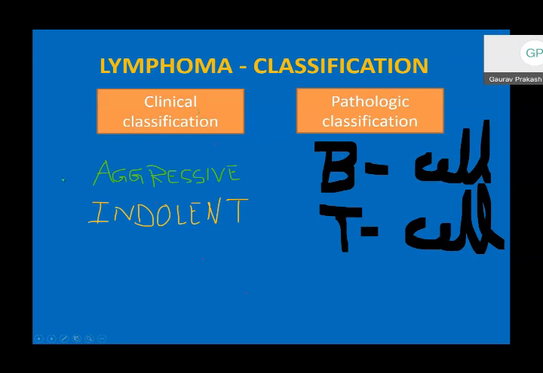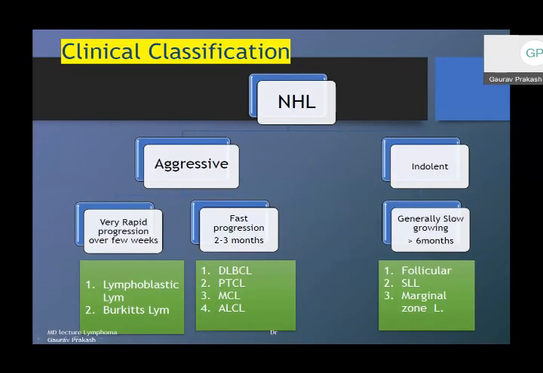For clinical classification, it is either aggressive lymphoma or indolent lymphoma. Let me tell you, the clinical classification has nothing to do with either imaging or the cell or pathology. It is just clinical presentation. Let us have a look at that. So this is aggressive and this is indolent.